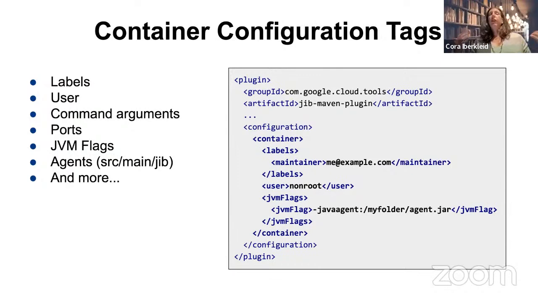For example, here's a security improvement that's not built in. We want it to be a non-root user. So you have to put that into your POM file. If you forget that, then your image could be running as root.